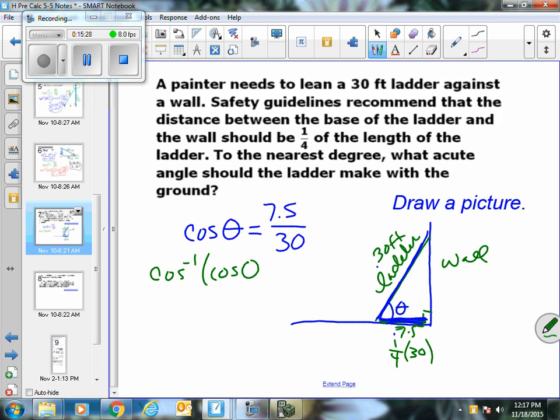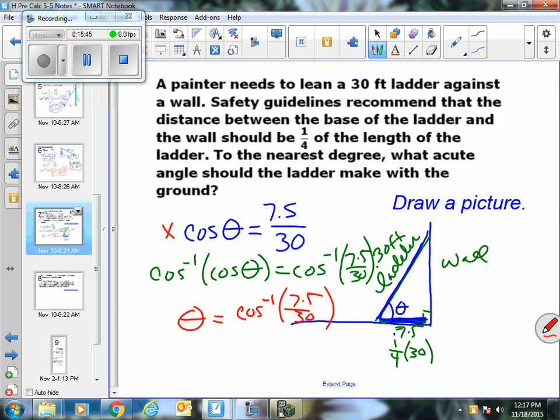And again, I know you kind of get sick of writing it on both sides. What some people will do is, instead of writing the green statement, go straight to what I'm writing in red. They'll just say theta equals the inverse cosine of 7.5 over 30. So if you want to write it that way, from the blue to the red, I totally understand what you're doing. And then we need to calculate what angle that would be.